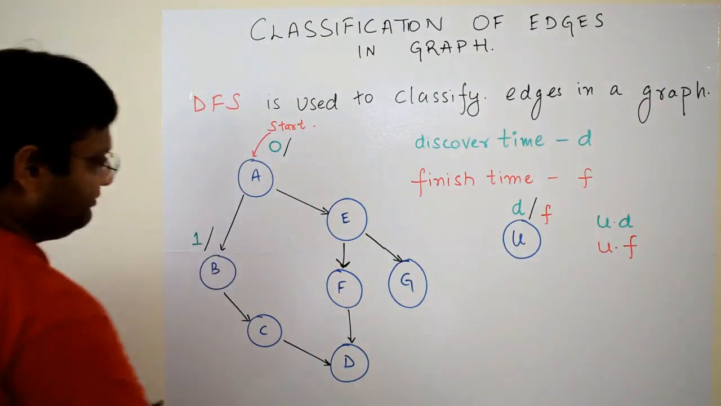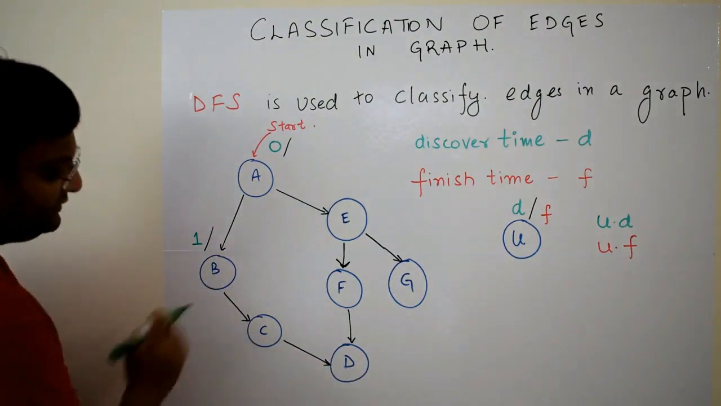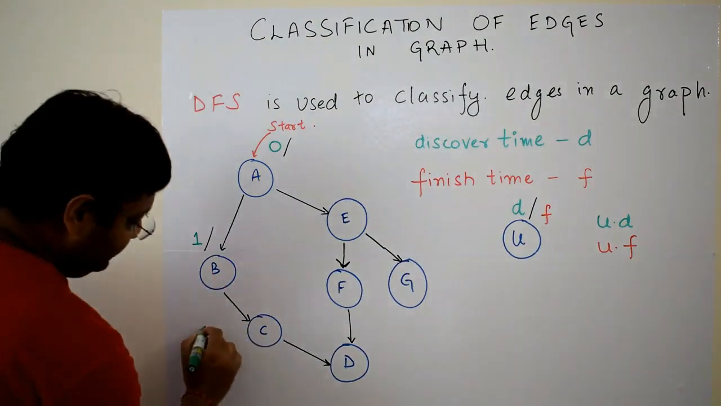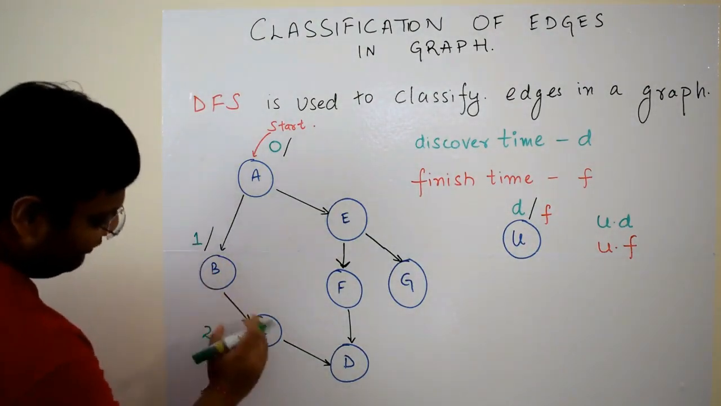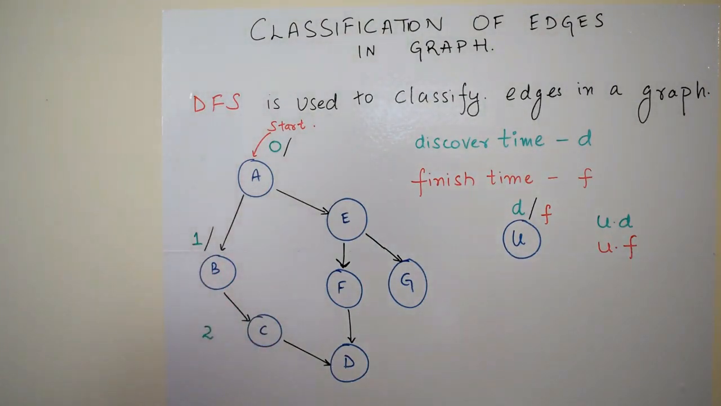Now, can I say B is finished? No, definitely not, because in this DFS algorithm we can still proceed to this vertex C. So now at which time is C discovered? I move forward and now at time unit 2, C is discovered, right?